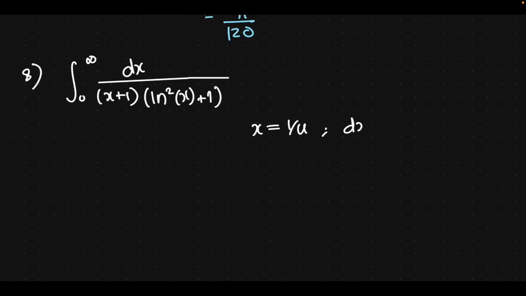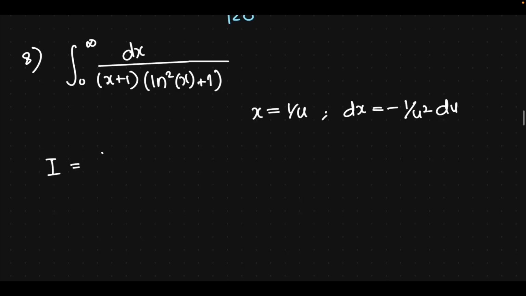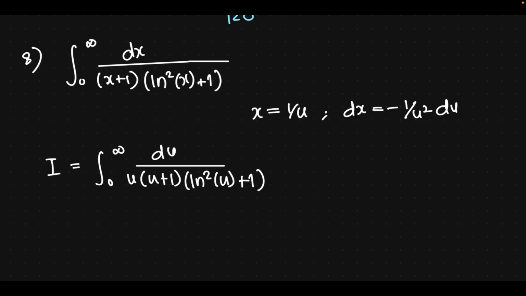So with that, the dx is minus 1 over u squared du. So it just becomes, with everything, the integral bounds can be the same, du over u plus 1. And the ln squared will be the same because it's being squared. Ln of 1 over u is minus ln u, but we are squaring the entire thing.